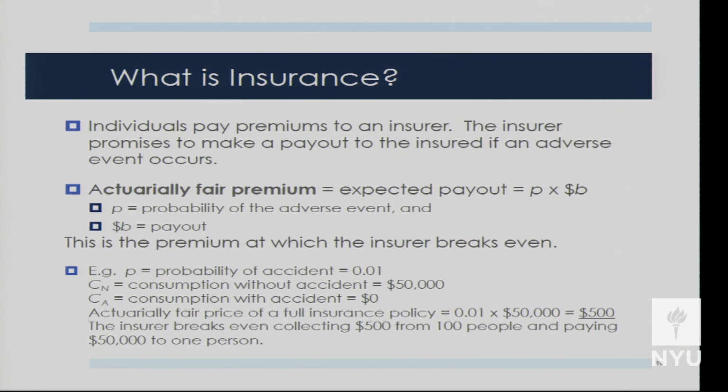Okay, so in the no accident state of the world, you consume $50,000. In this case, your full consumption is wiped out if you have an accident. You lose the $50,000. So in the case of full insurance, where you get a payout of $50,000, the actuarially fair price of this insurance policy would be 1% times $50,000, also known as $500, right? Everyone with me? Good. So the insurer breaks even collecting $500 from, say, 100 people, and paying out: one of them will on average get into an accident, and they'll pay them $50,000. They've collected $50,000, they'll pay out $50,000, the insurer breaks even.